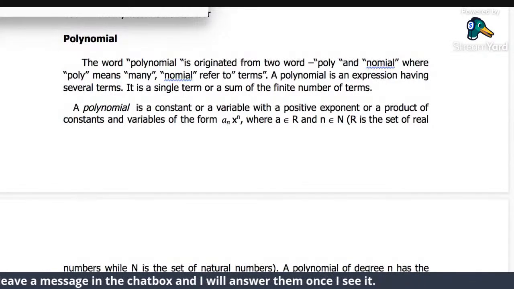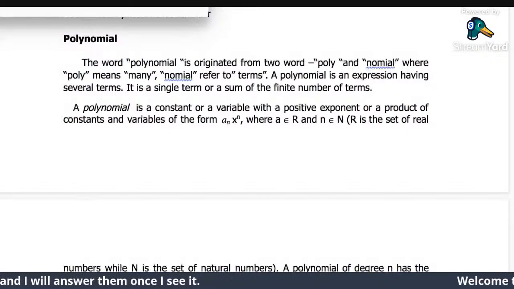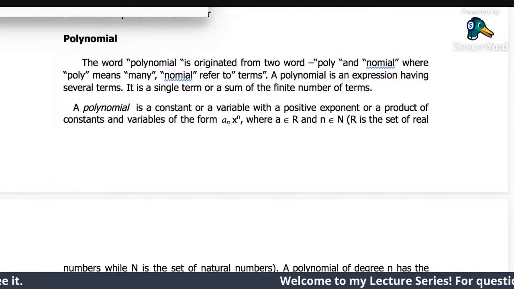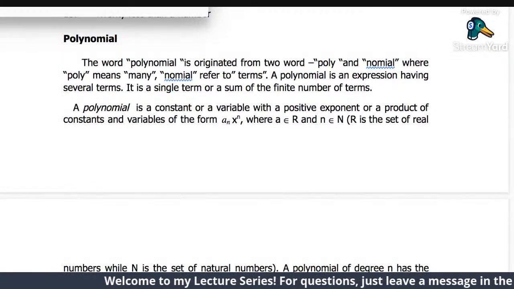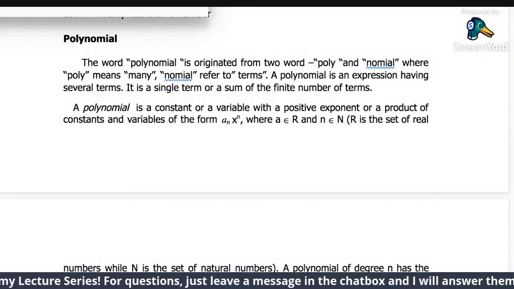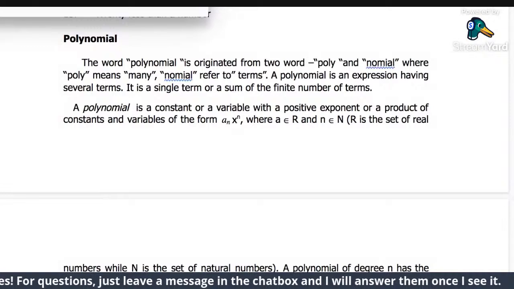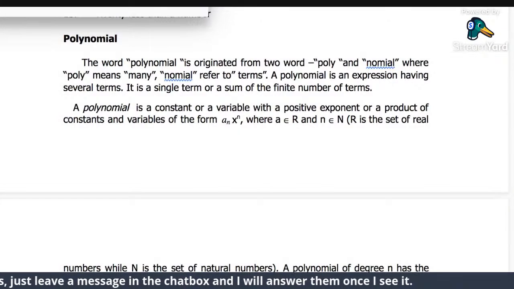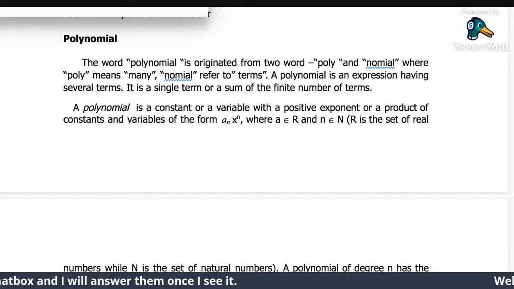Okay, so I'm going to proceed now to polynomial. The word polynomial originated from the two words poly, which means many, and nomial, which refers to terms. So polynomial means many terms. All right. A polynomial is an expression having several terms. It is a single term or a sum of a finite number of terms.